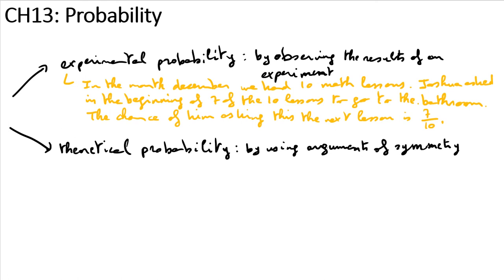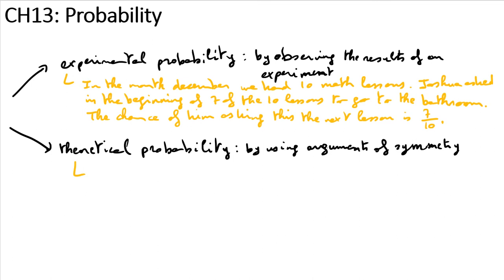And we base ourselves on the results of this experiment. And that is the experimental probability. So an experiment happened and we used that information to calculate the experimental probability. While for the theoretical probability, we don't need an experiment. So there's no experiment. In this case, we use logic.